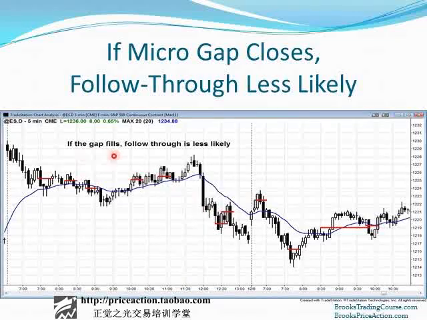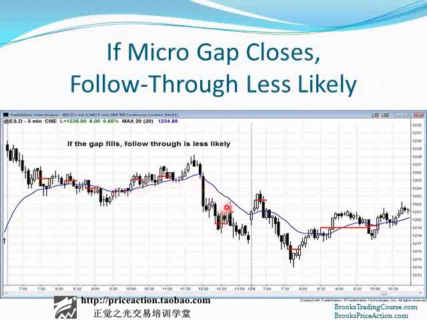If the gap fills, the chance of follow-through is less likely. So for example, here's a bear breakout, here's the breakout point, but this rally went above the high of the breakout point, and that reduces the chances that the market will go down much further. Each of these red lines is another example of that. Here's a bull reversal bar.